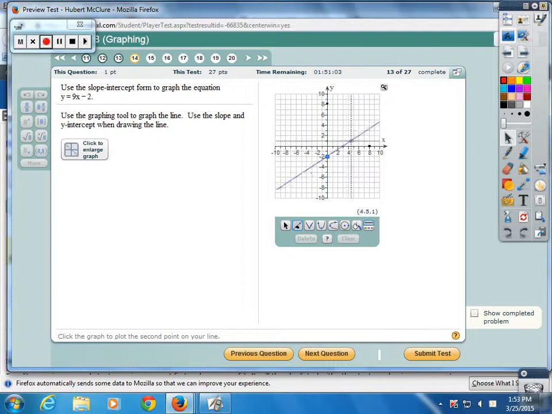And it's positive slope. That means it's going this way. So 9 up, 1 over. So 3, 4, 5, 6, 7, 8, 9, and 1.